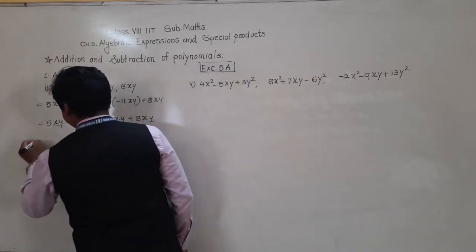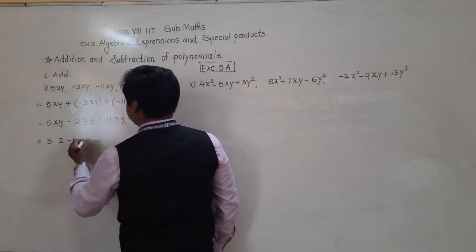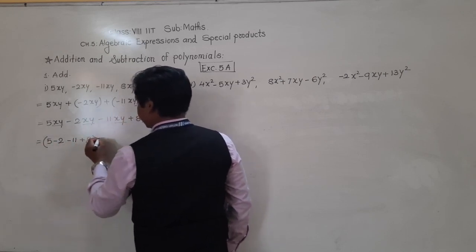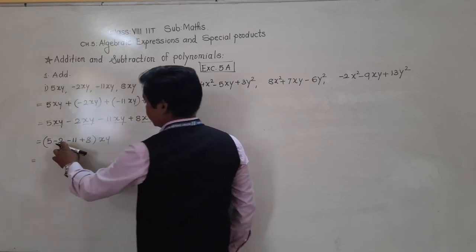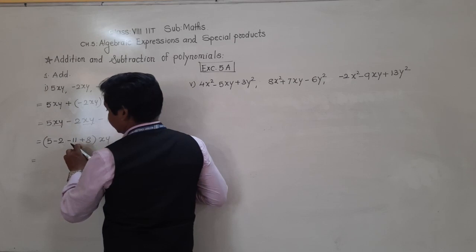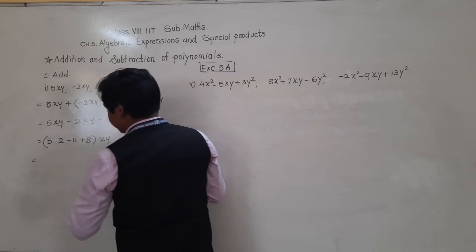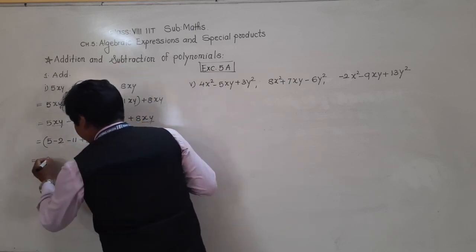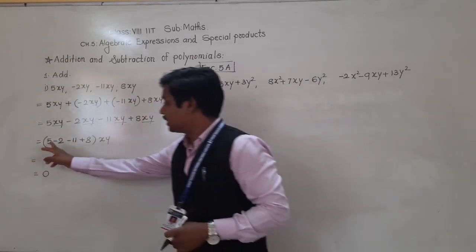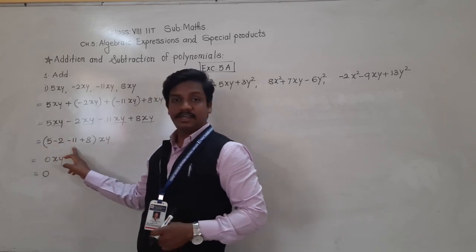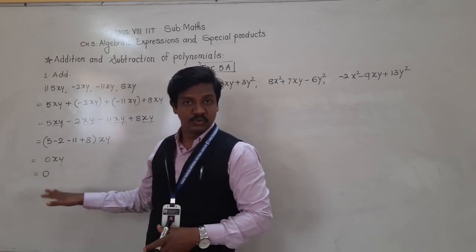Okay, so see here, 5 minus 2 minus 11 plus 8, and here xy taken common. So do this: 5 minus 2 is 3, correct? 3 minus 11 is minus 8, correct? And minus 8 plus 8 is 0. So 0 xy means 0. Okay, see, 5 minus 2 is 3, minus 11 is minus 8, and minus 8 plus 8 is 0. 0 xy means 0. Understood?